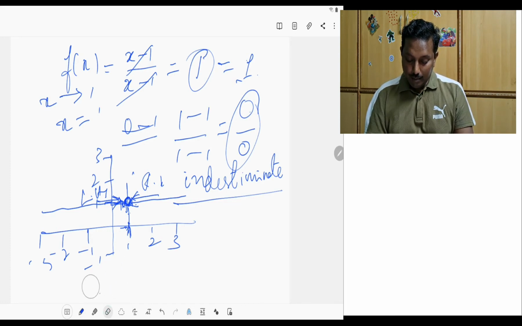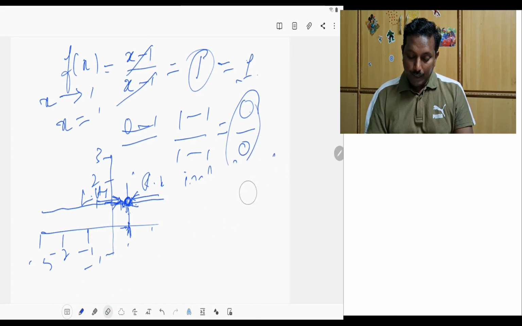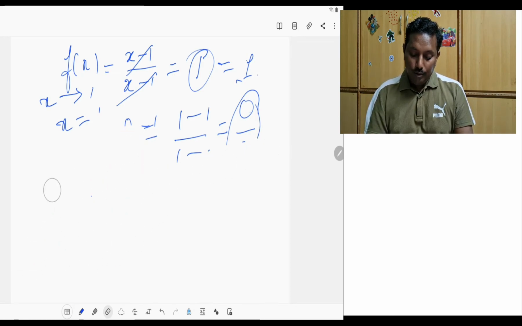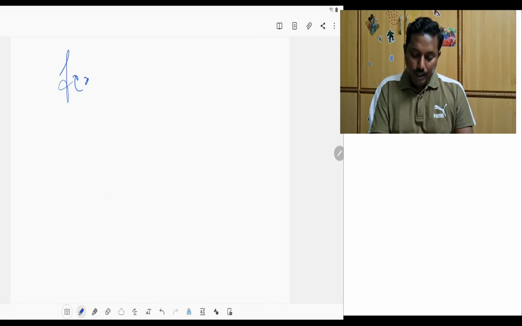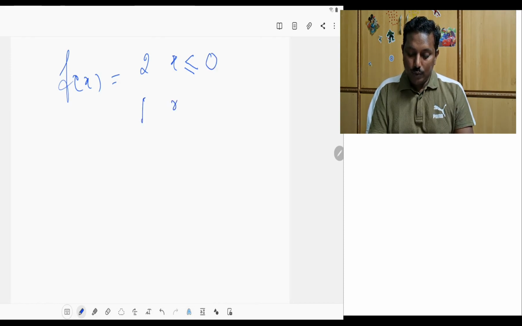Let us take another example such that we understand it clearly. So this time we take f of x is equal to 2 if x is less than or equal to 0, and 1 if x is greater than 0. This is the function.